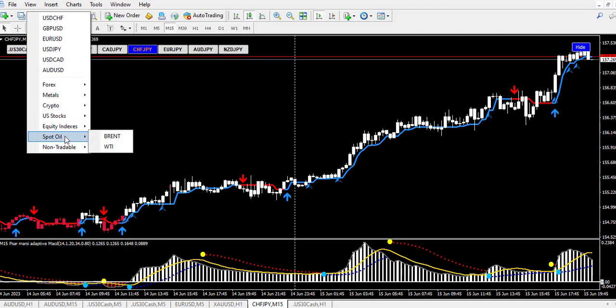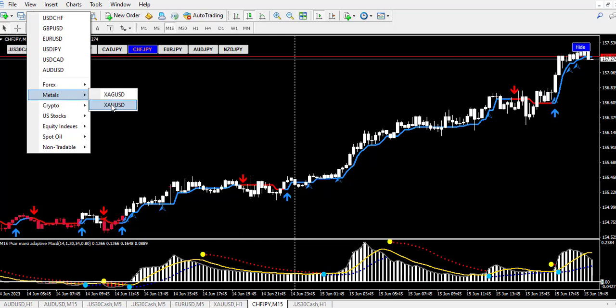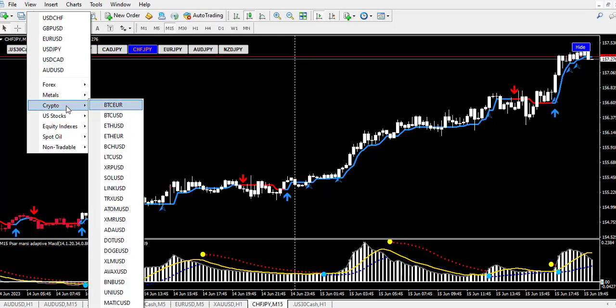You can use it to trade spot oil like Brent and the WTI. This particular strategy can be used to trade metals also, like gold, and you can use it to trade silver. You can use this particular strategy on cryptocurrency. You can trade BTC EUR, BTC USD, Ethereum USD, ETH EUR, BCH USD, Litecoin, XRP, a lot of pairs, Ethereum, Doge, and the like.